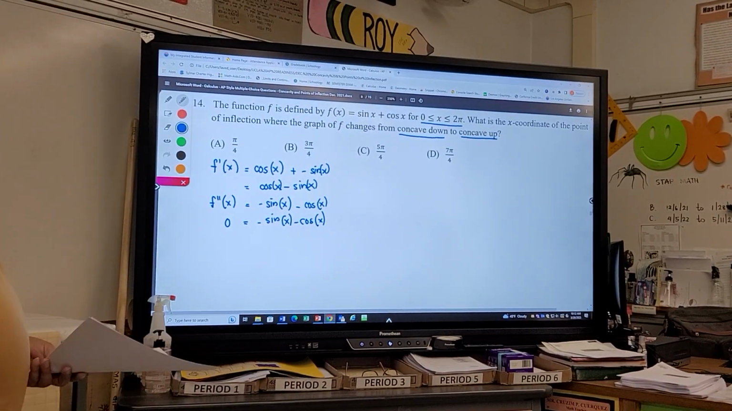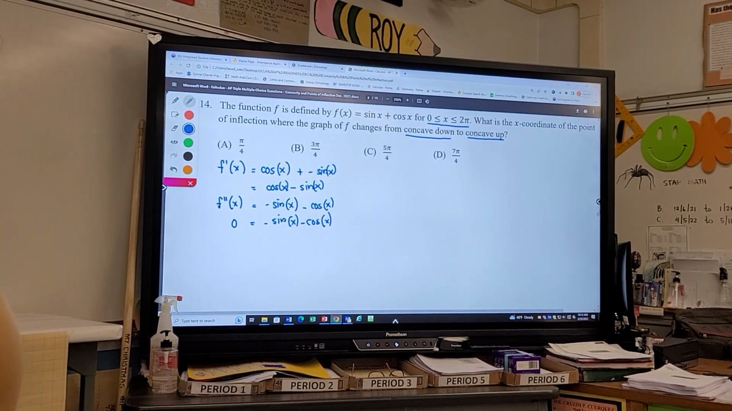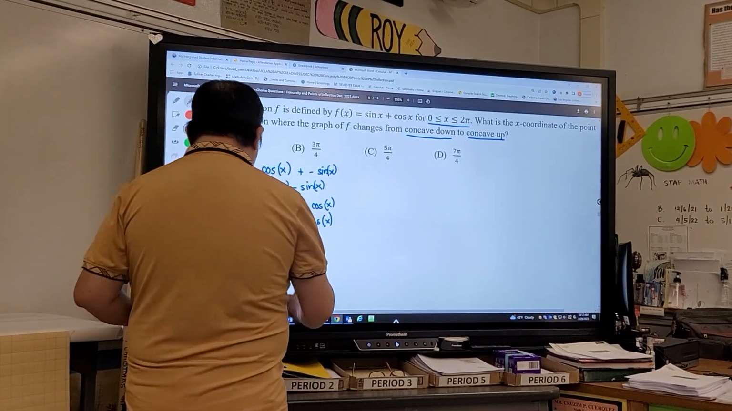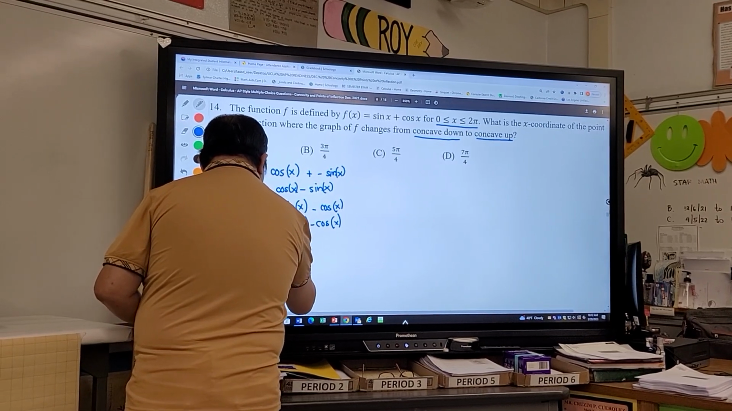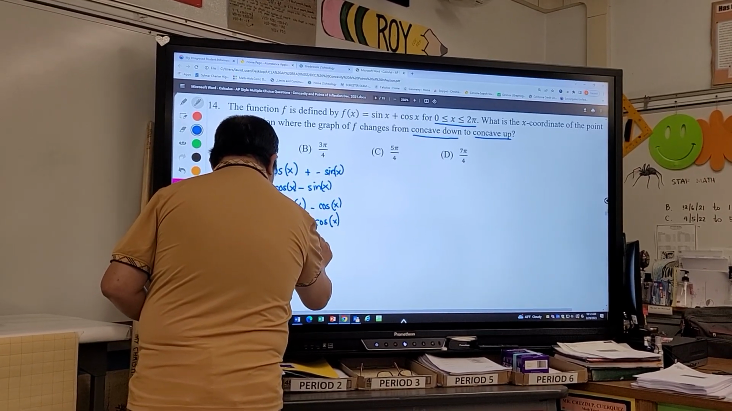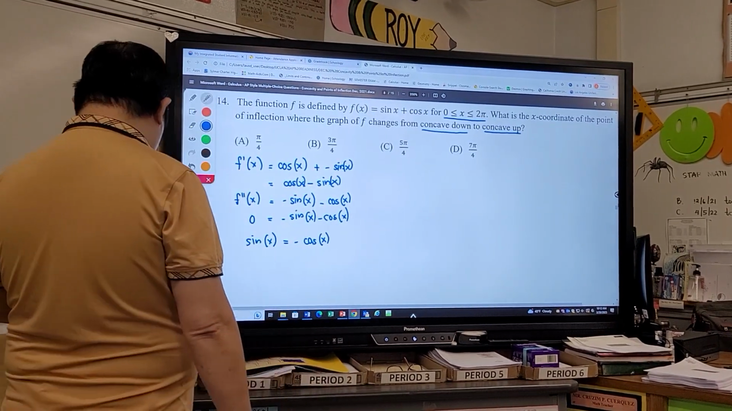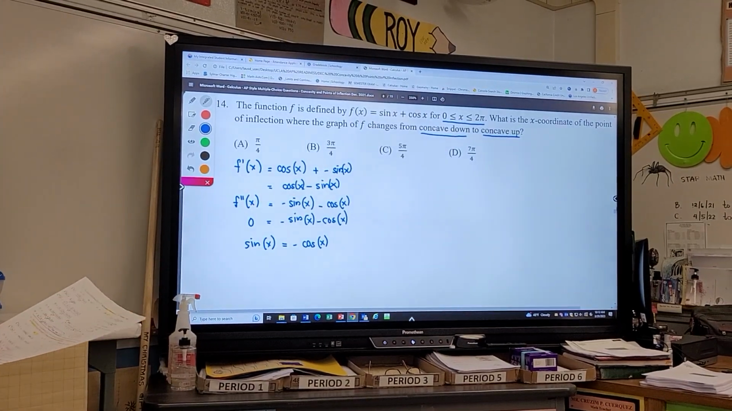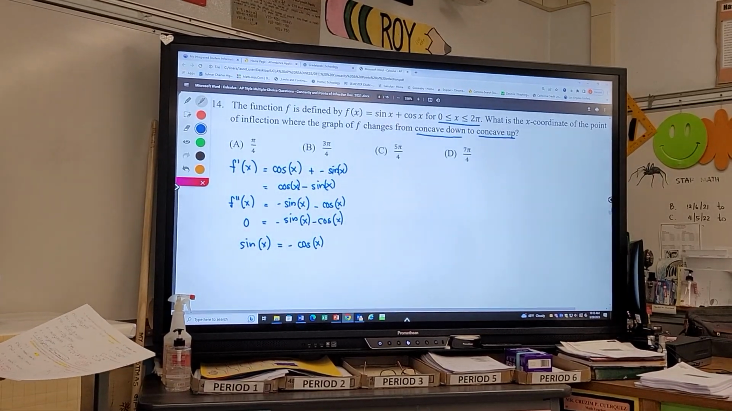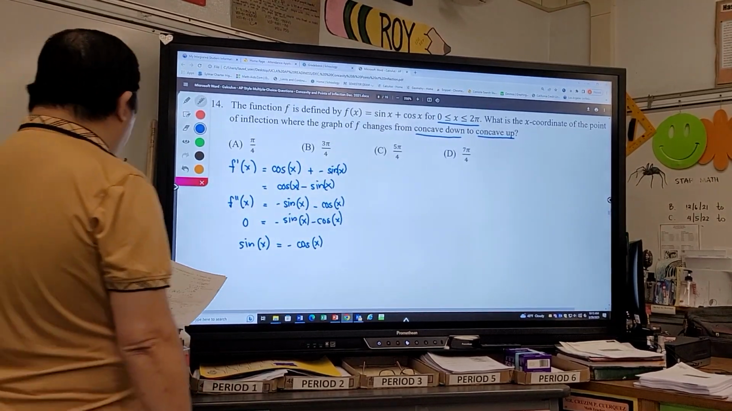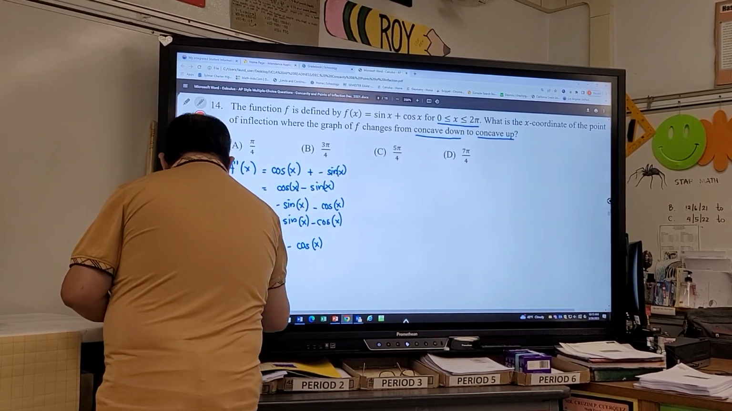So if we add sine x to both sides, right here sine x is equal to negative cosine x. So meaning we have to take the value of cosine. I'm going to put an asterisk on x right here.